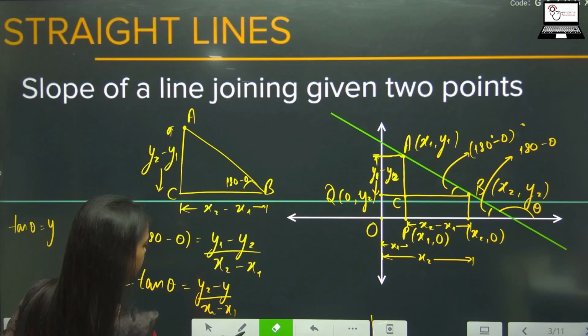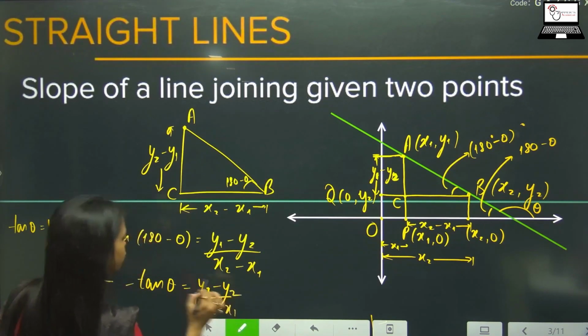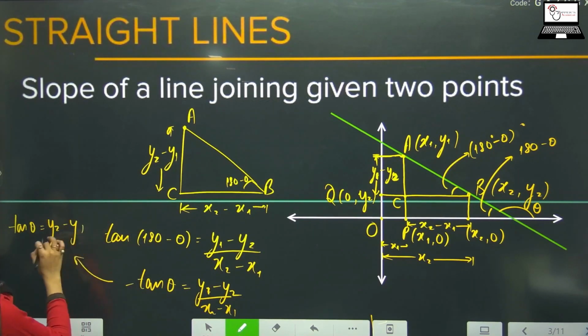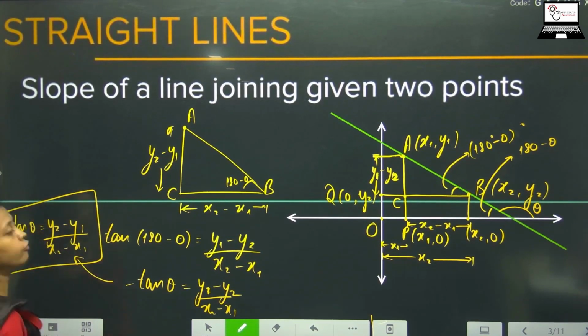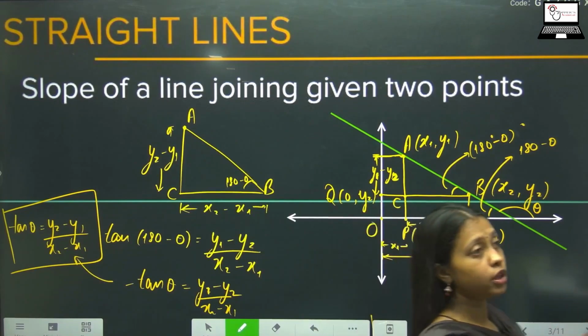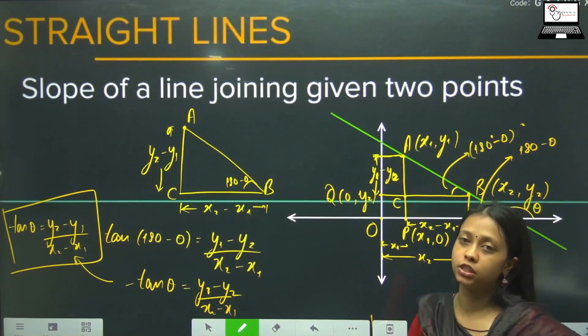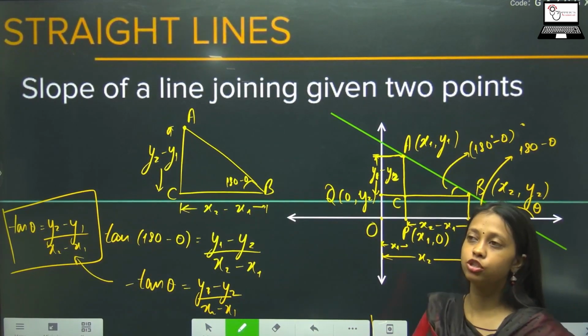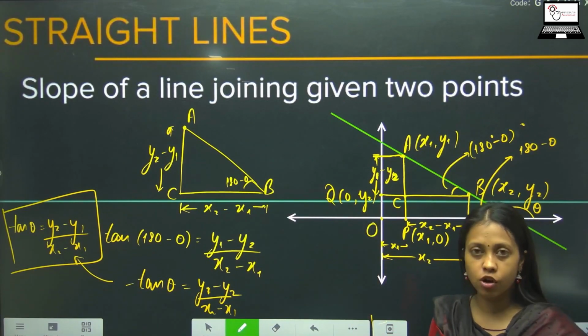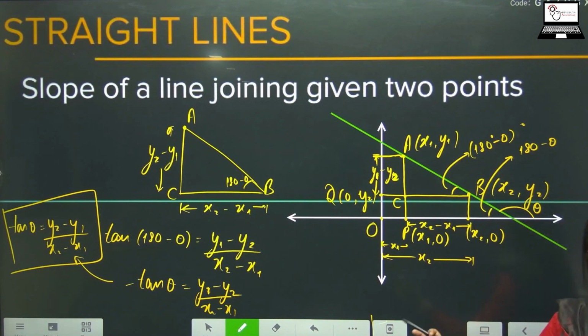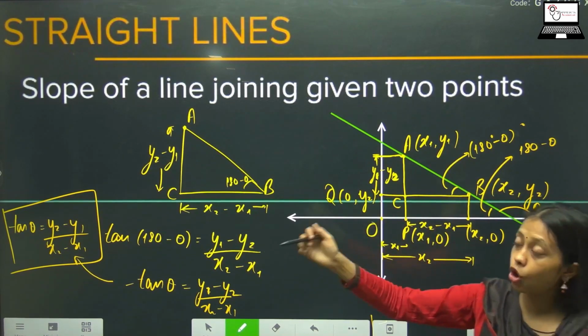Tan theta is equal to, this is 1, this is 2, so y2 minus y1 upon x2 minus x1. This is the formula for your slope, tan theta, slope, right? So slope is y2 minus y1 upon x2 minus x1. The difference of your y coordinates and x coordinates, ordinate and abscissa. Take the ratio, but do take care of the order.